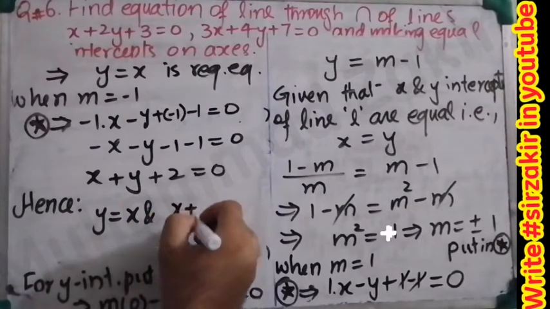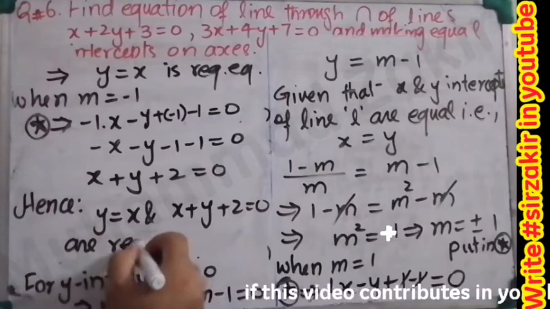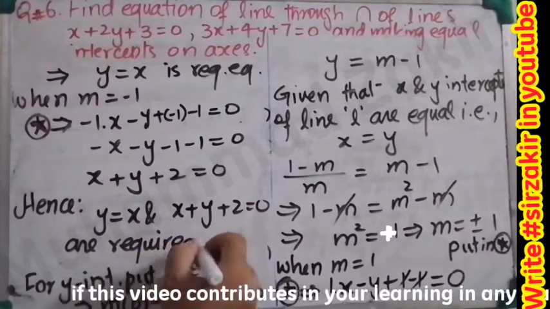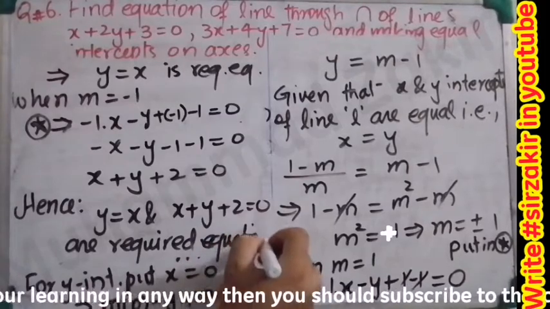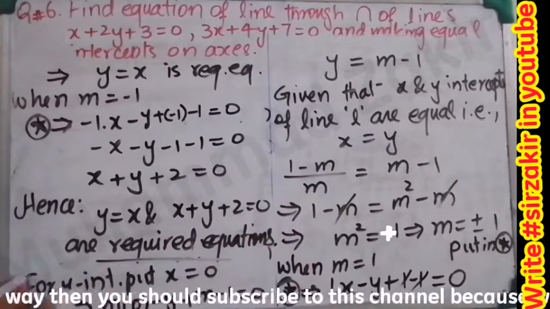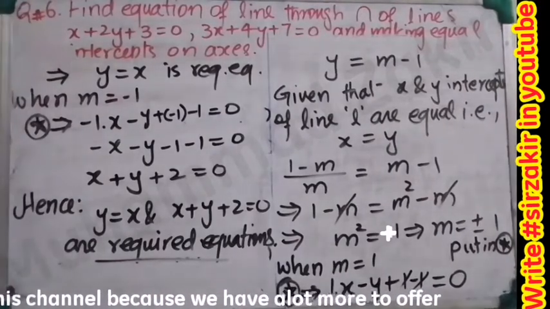So these two are the required equations. These two equations are satisfying the given conditions. So y is equal to x is one shape of the required line L, and x plus y plus 2 equal to 0 is the other shape. So this question is completed. It's a long question, a little complicated.